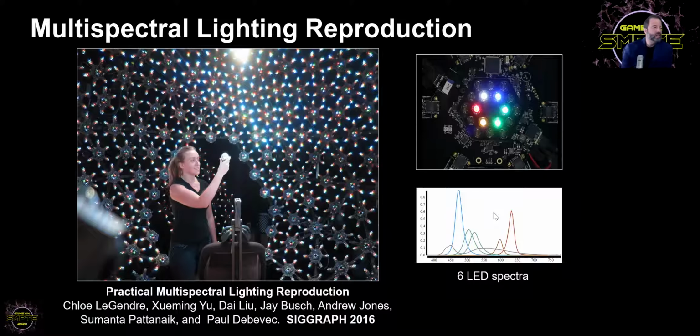And this is Chloe Legendre, our graduate student, who published a lot of this work as part of her PhD thesis, showing the illumination system that we have surrounding people with multispectral light.